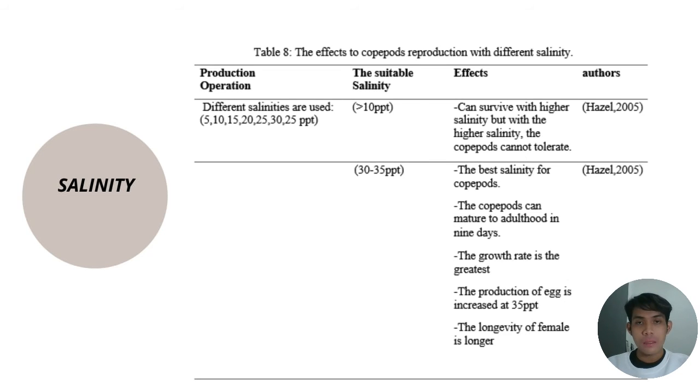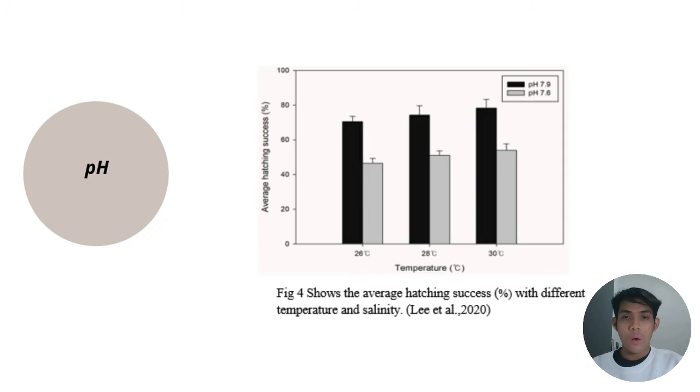Okay, we move to the salinity. A study by Hazel in 2005 states the best salinity for copepod growth is 30 to 35 ppt, because the growth rate of the copepod is greatest, the production of eggs is increased, and the longevity of the female is longer. Okay, for the pH, a study by Lee et al. in 2020 states that a pH of 7 to 8 is the best for copepod growth and production because it can increase the hatching success.